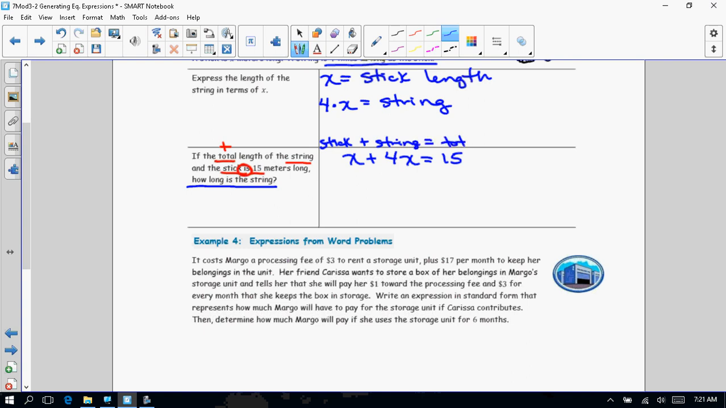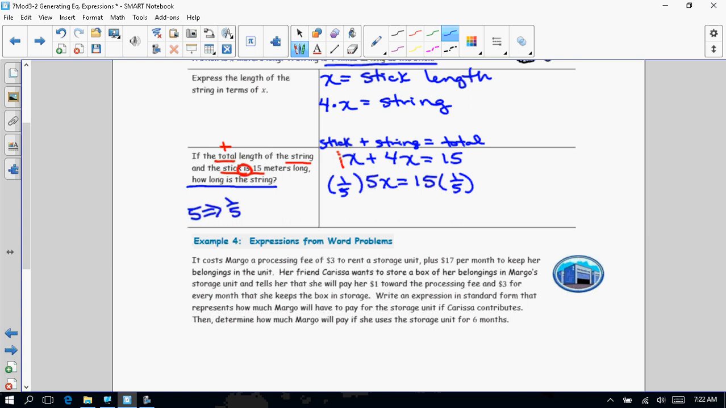Okay, stick plus string equals total. Okay, well, how many x's do I have in the first one? I have a 1x there, right? I could just imagine there's a 1 there. 1x plus 4x. How many x's is that? We did this yesterday. 1x plus 4x is 5x. 5x equals 15. Okay, how in the world am I going to get rid of that 5? I'm going to multiply by its reciprocal. Now remember, 5 is my number, 1/5 is the reciprocal. So I'm going to multiply both sides by 1/5. It is the same as dividing by 5. You can do that as well.